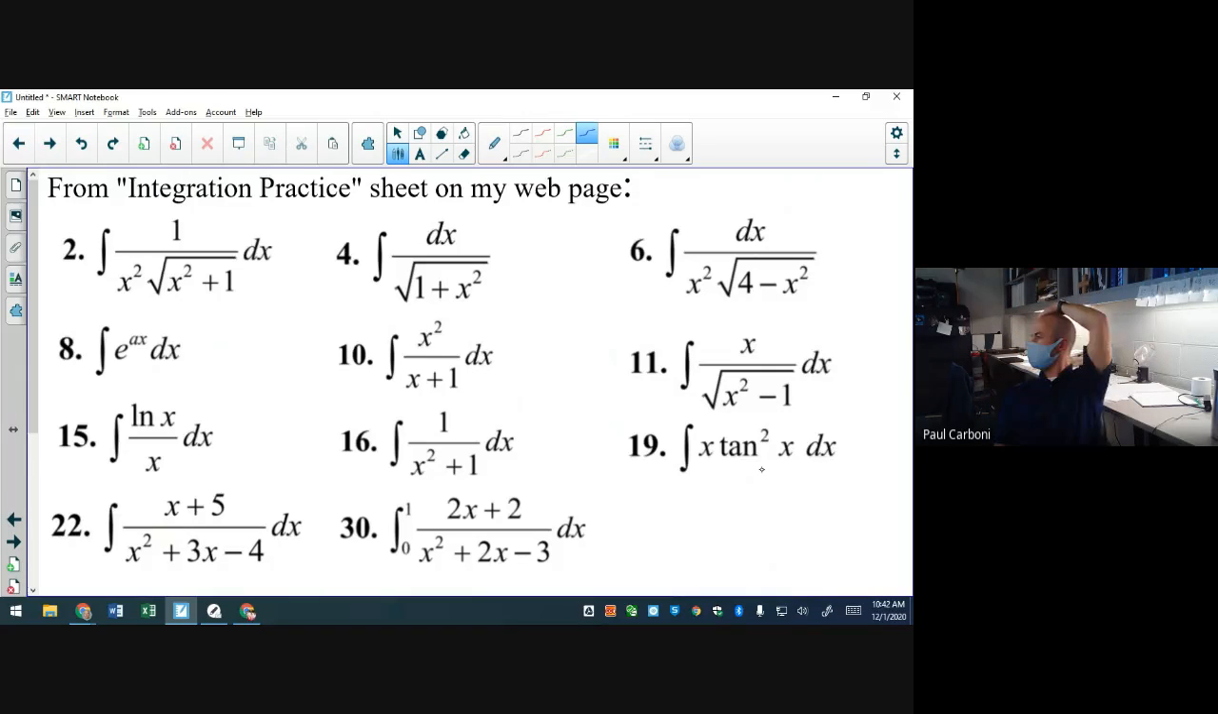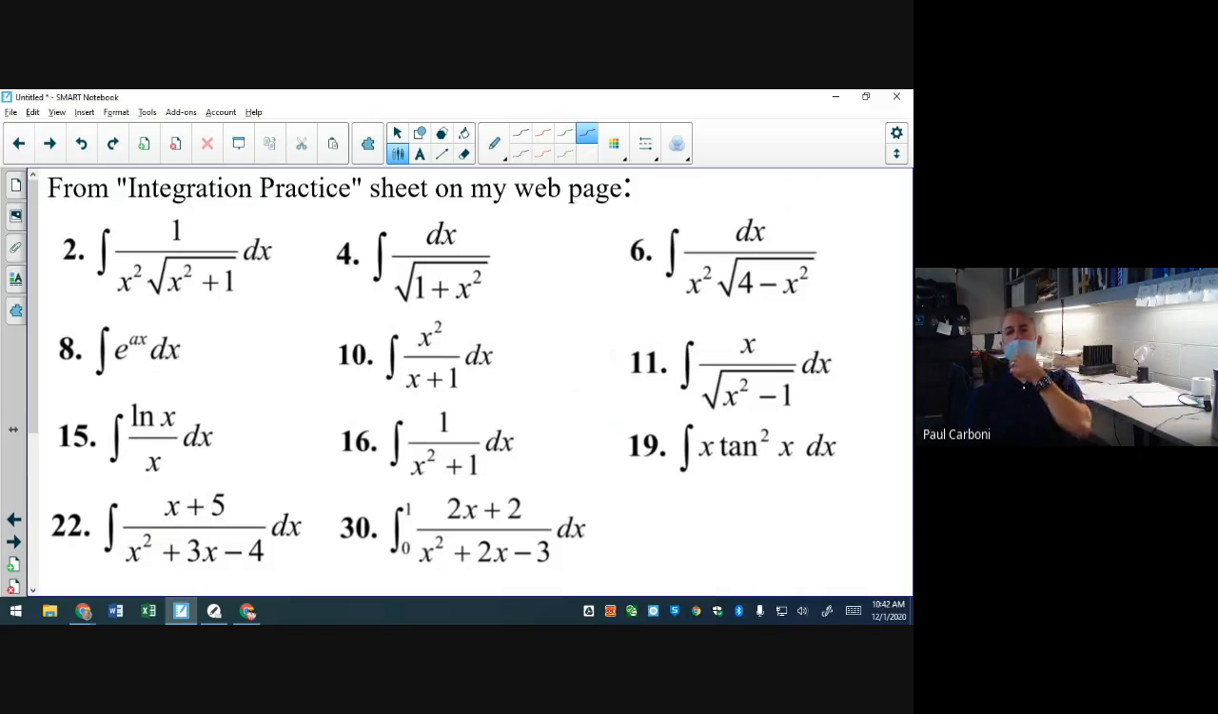19 is a tricky one. 19 might be the hardest one of all of them that are remaining. Maybe even harder than 2, 4, and 6. 2, 4, and 6 were hard, but should we go ahead and do 19? 19 is parts, I think. But there's actually a few things I'm going to do first before I decide what integration technique to use.